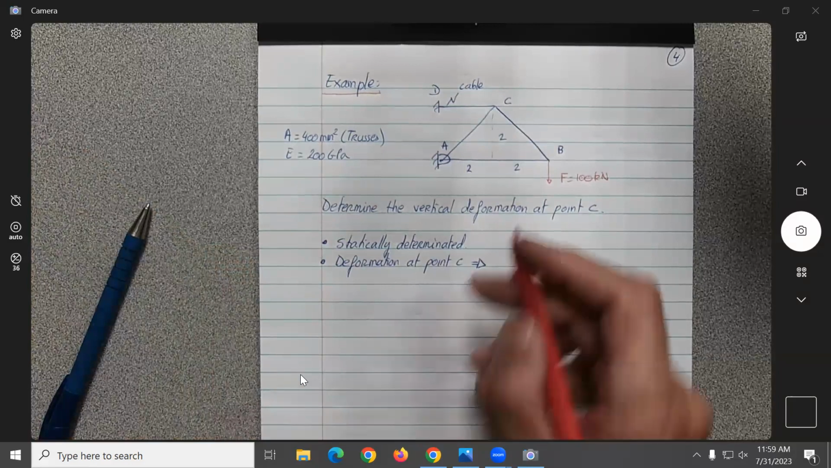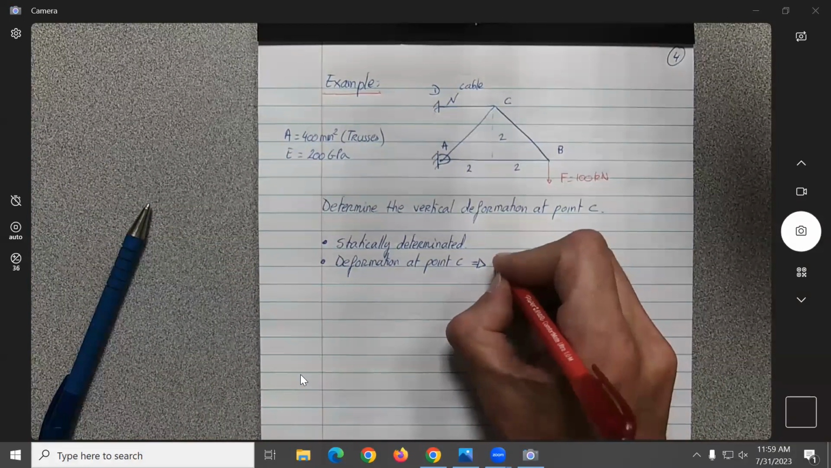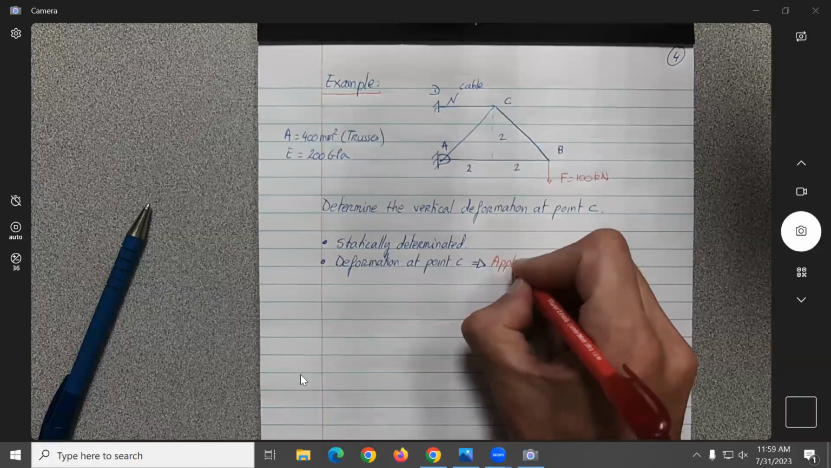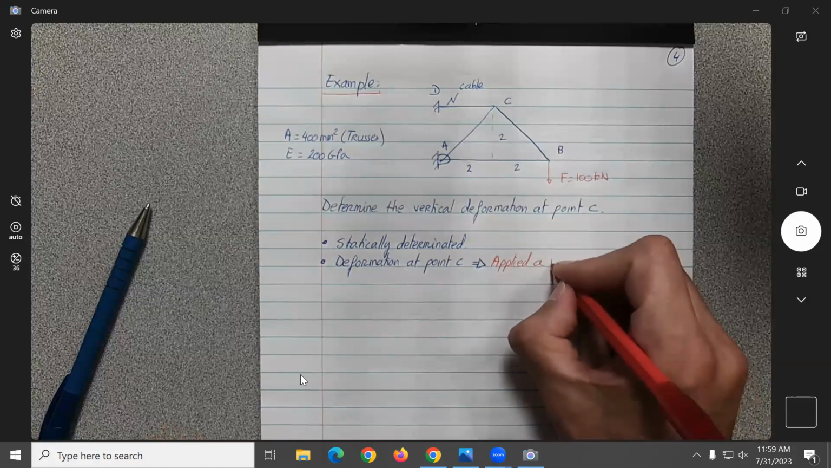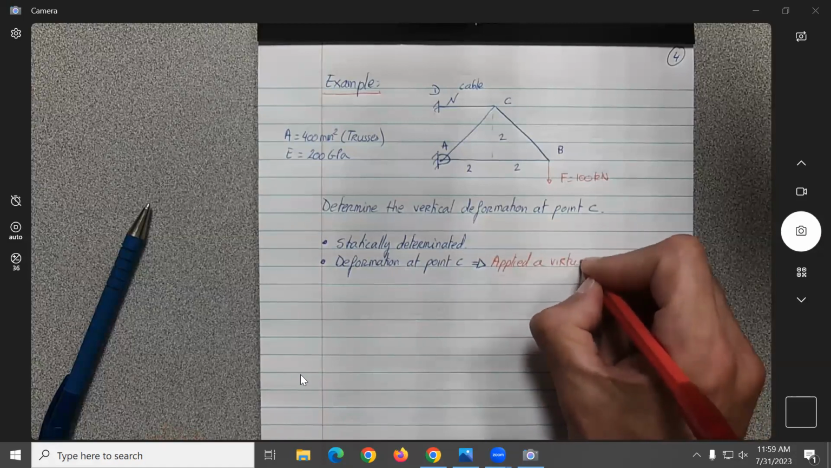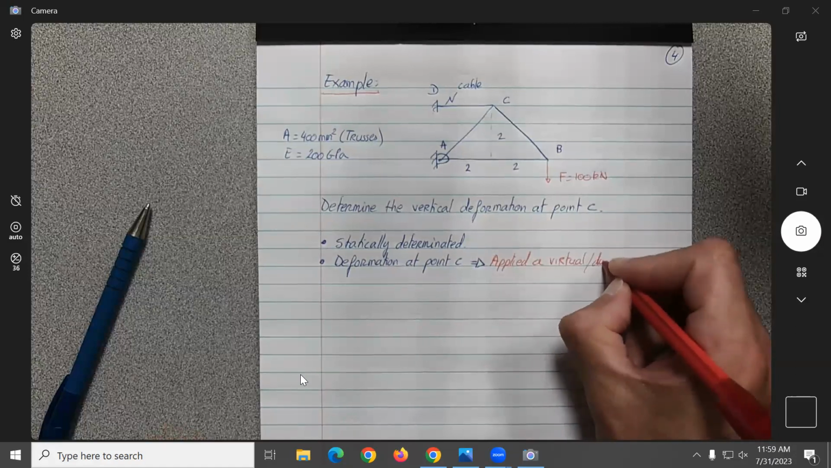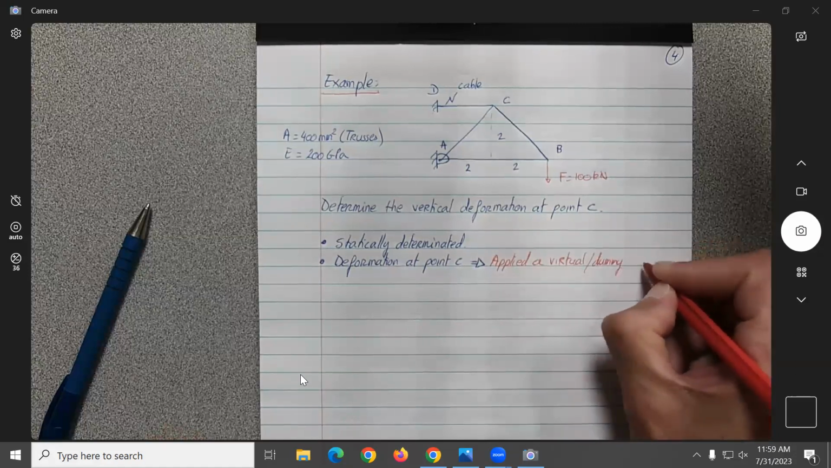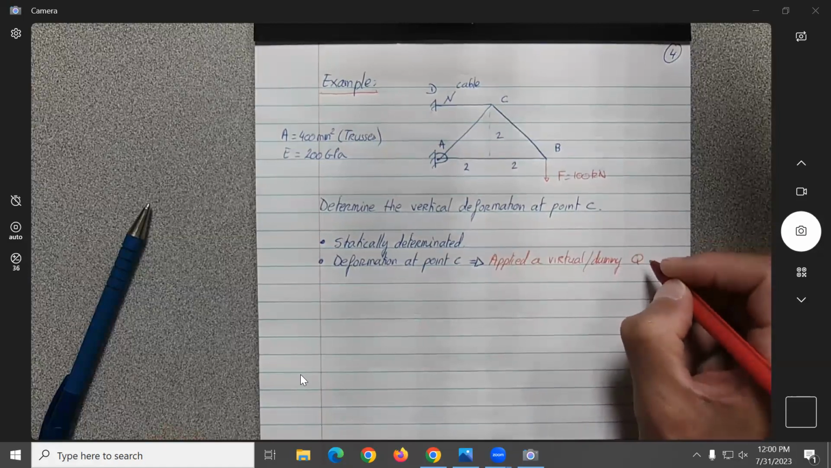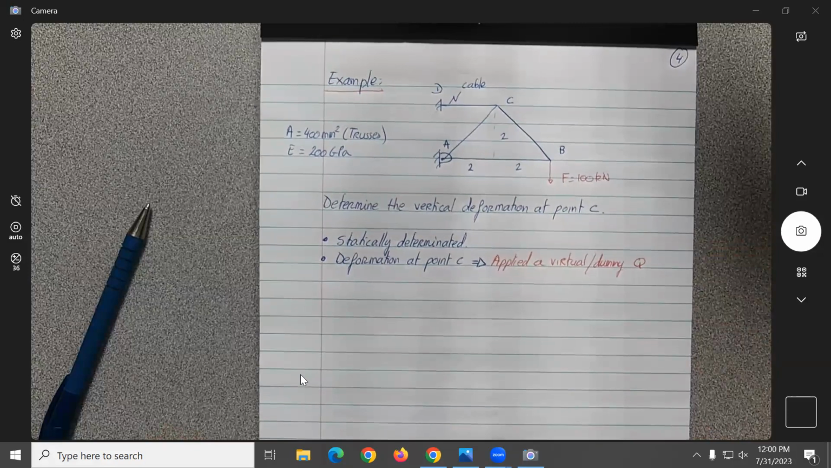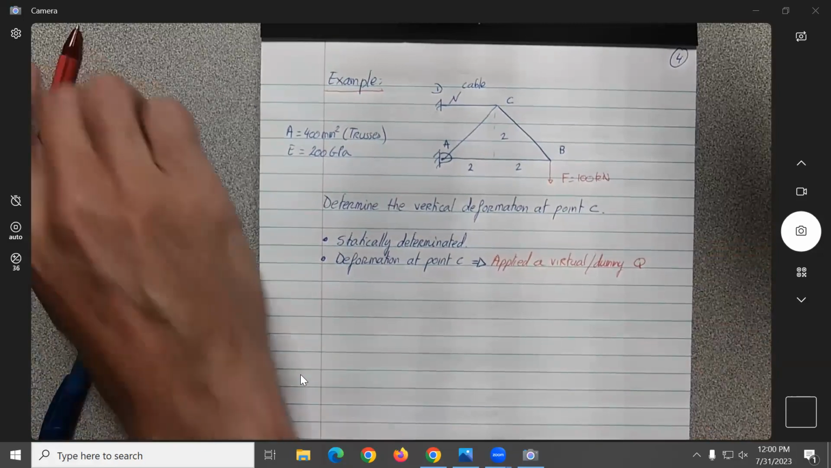We assume a force, so apply, and here we have different terms. Some people call it a virtual force, a dummy force. How do you want to call it? Apply a virtual force or dummy force, or let's put both of them. Dummy force. Let's call it Q at point C. All right?